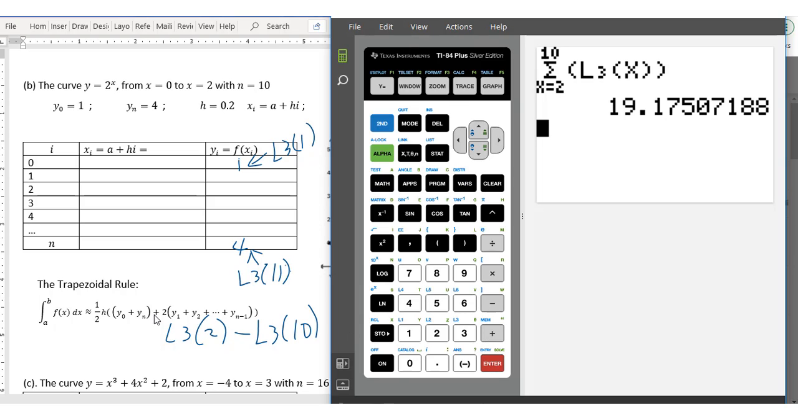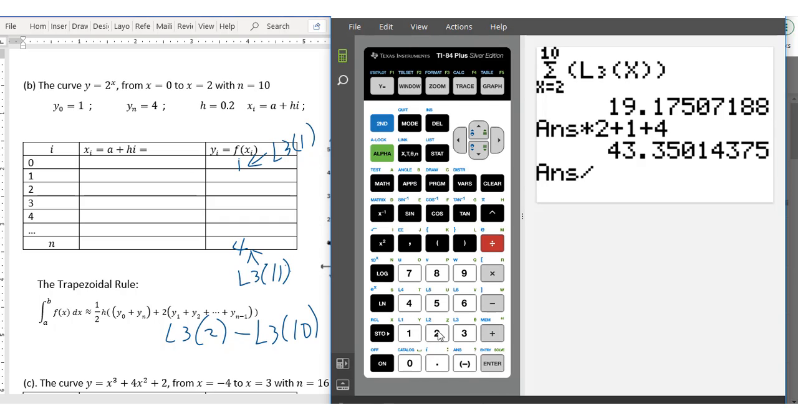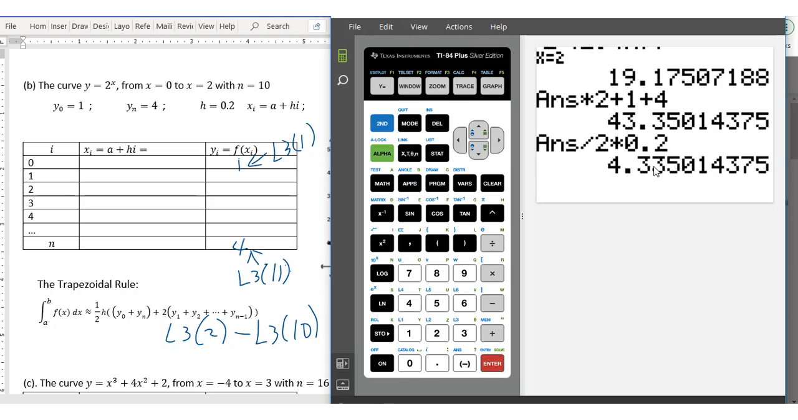Enter. Then you need to multiply by this 2. So multiply by this 2. Adding f of a will be 1, then plus f of b will be 4. Enter. Then you need to divide it by 2 because 1/2 h. h will be 0.2, so times 0.2. Enter. This will be the value of the definite integral by trapezoidal rule.